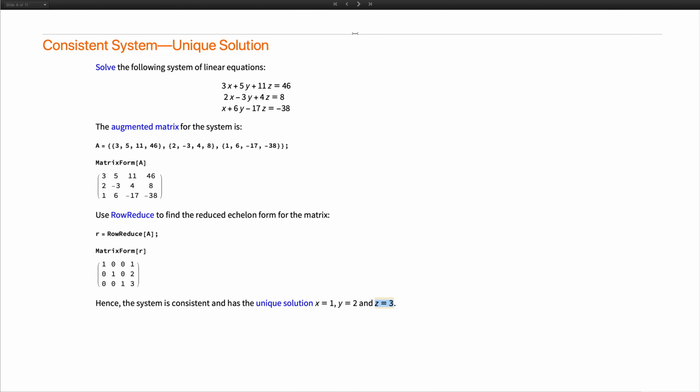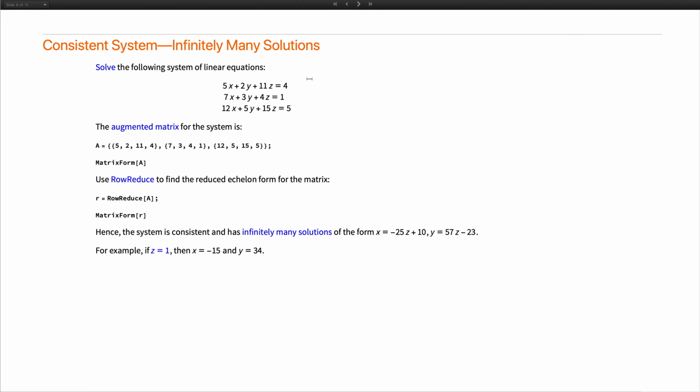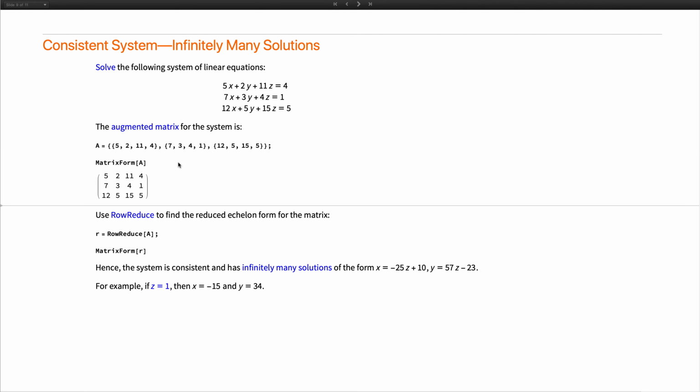Okay, so on to a slightly harder example where you actually have infinitely many solutions. So here's a system. Write down the augmented matrix again. Make sure it looks right in matrix form. So for example, the first equation is 5x plus 2y plus 11z is equal to 4. So you get 5, 2, 11, 4, etc. Apply row reduce to it.